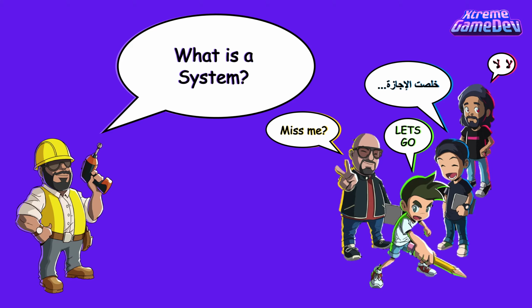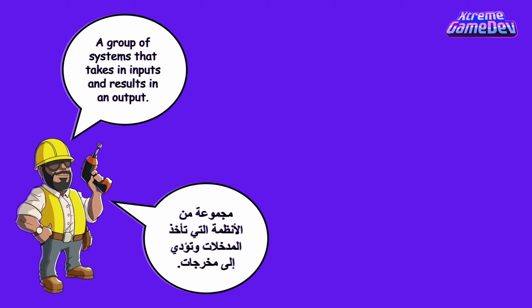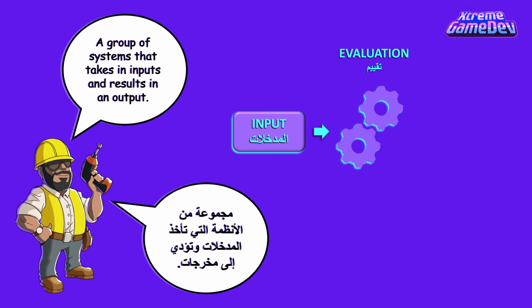So basically, a definition of a system: it's a group of systems that takes in inputs and results in an output. So input, and then the system itself would evaluate the input that you entered, and then it would give you an output. So this is in simple terms what a game system resembles. So this is a definition of a system or a game system. Input, evaluation, and then the output.